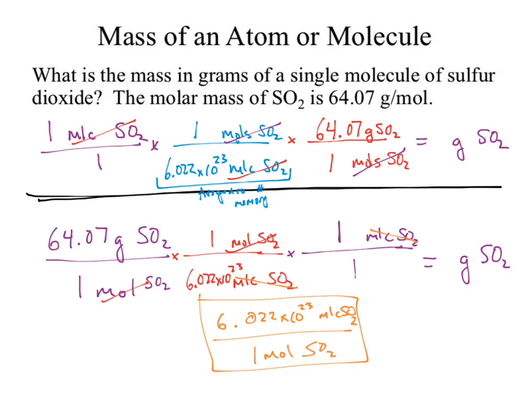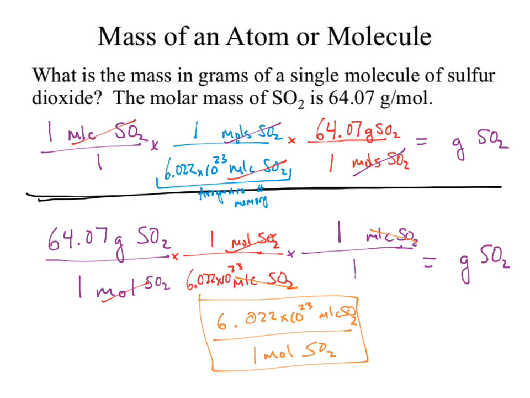Molecules of SO2 is a measurement. That matches my answer because I'm being asked for a measurement. Grams per mole is a conversion factor. That's bad because it doesn't match my answer, but one of the units in that conversion factor matches my answer. There's a reason I can place it there.